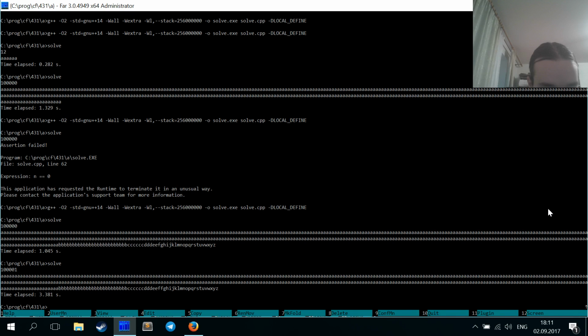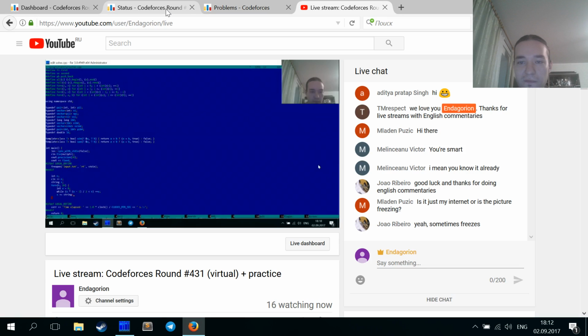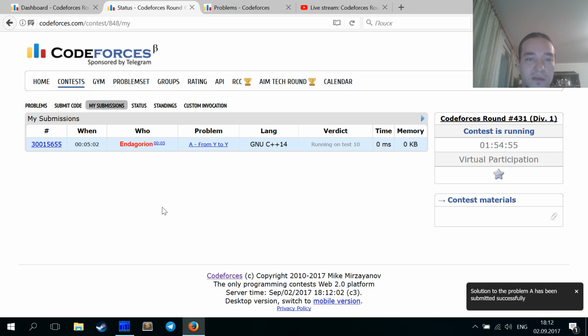Okay, so it probably works. Yeah, sorry if there's a problem with... Okay, so that worked. If the picture freezes, I'm not sure how to configure that properly. So hope it's okay.